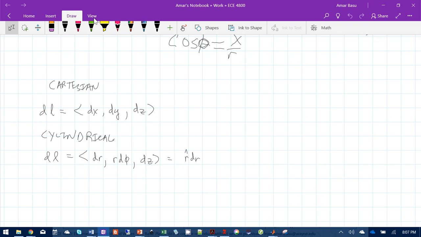Let me show you one more example in Cartesian coordinates. Suppose we're doing a line integral along here, y equals x squared. We did this example in class too, but let's just touch on this again. Let me just erase this.